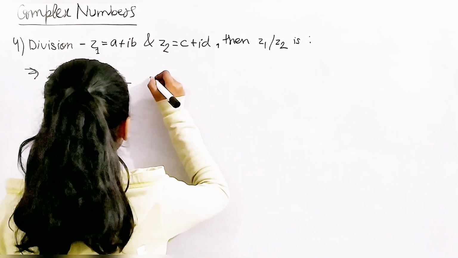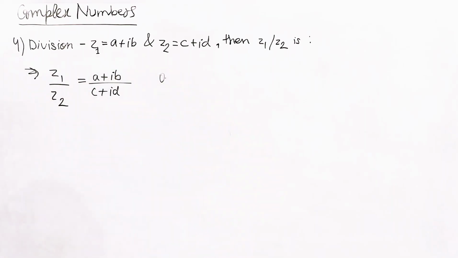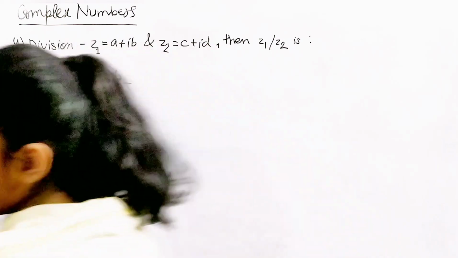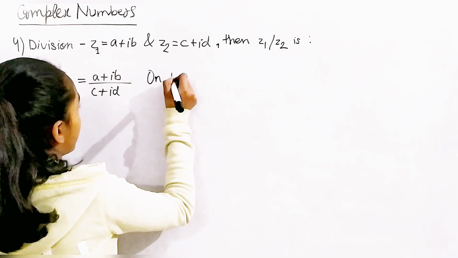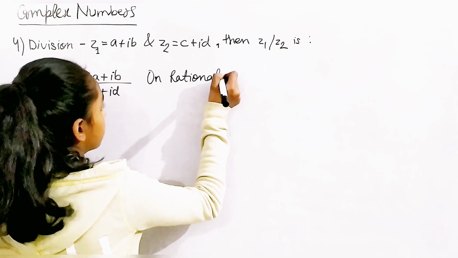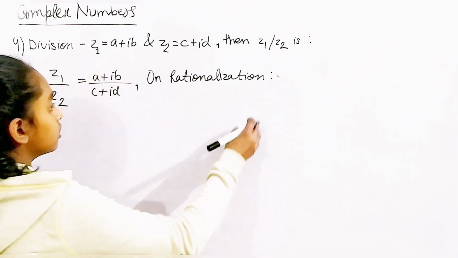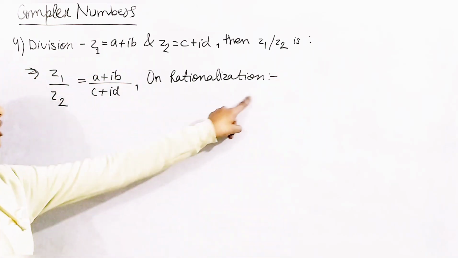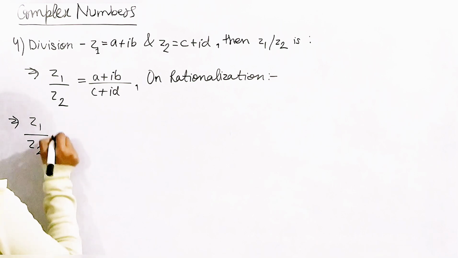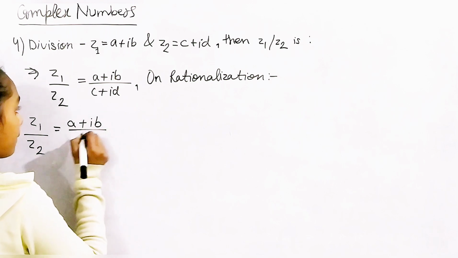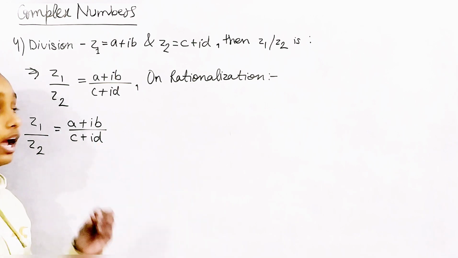On rationalization, wait a second, it's a little light, so I'm going to write it again. On rationalization, how will we do it? We have z1 upon z2, which is equal to a plus iota b upon c plus iota d. So a plus iota b by c plus iota d. How do we do that?